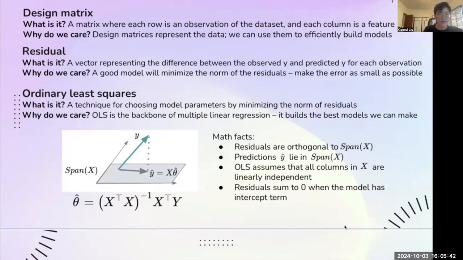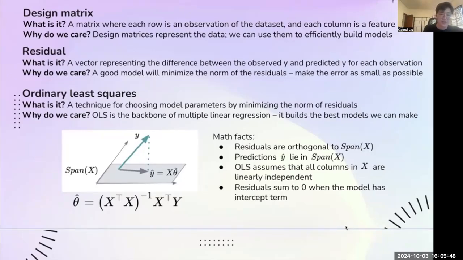The design matrix is a matrix where each row is an observation of the data set and each column is a feature. So why do we care about that? The design matrices represent the data and we could use them to efficiently build models. The residual is a vector representing the difference between the observed y and the predicted y for each observation. And why do we care? This basically encapsulates how good our model is. A good model will minimize the norm of the residuals, making the error as small as possible. And OLS is a technique for choosing model parameters by minimizing the norm of residuals.